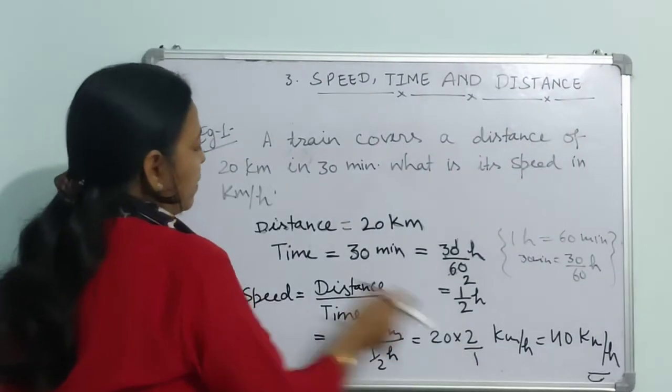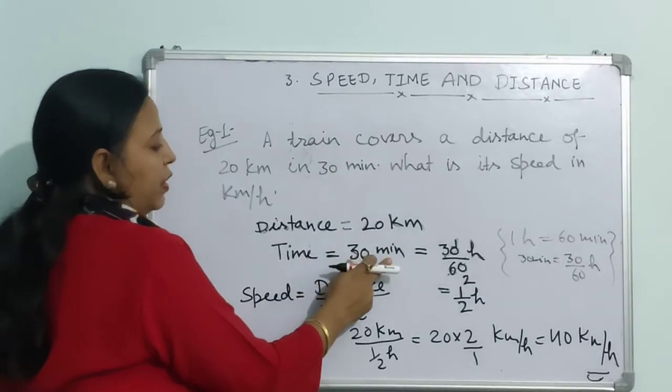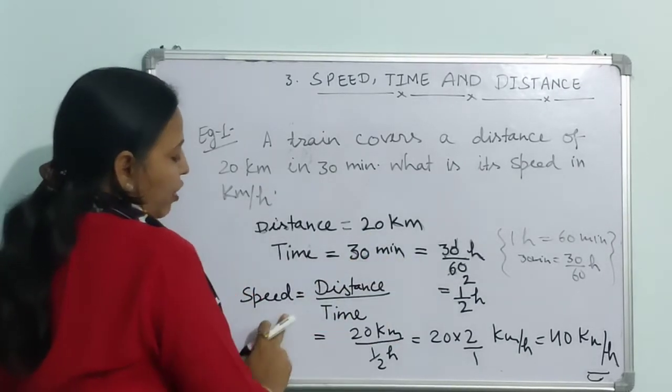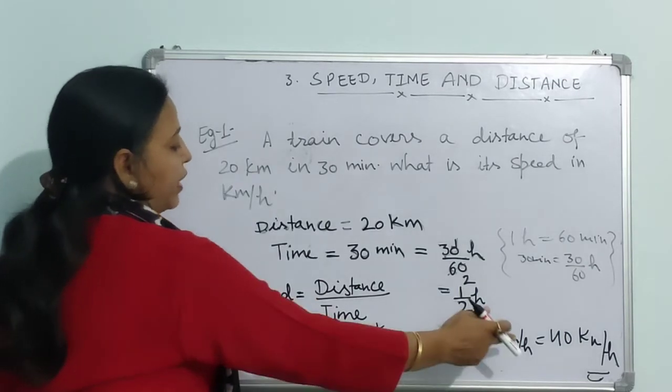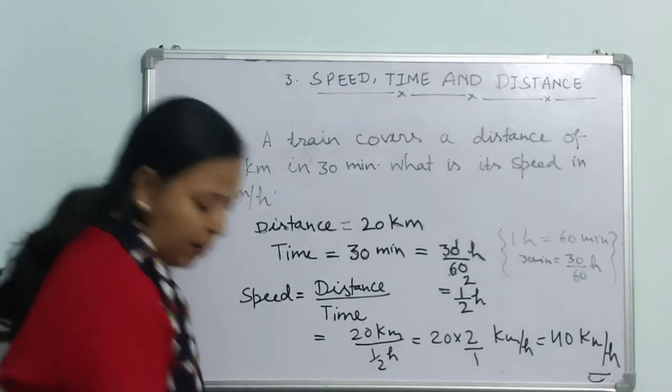In this way you have seen that first we convert this time which is given in minutes into hours, and then we use the formula, and then we get the answer in kilometer per hour. Now let us do the next example.